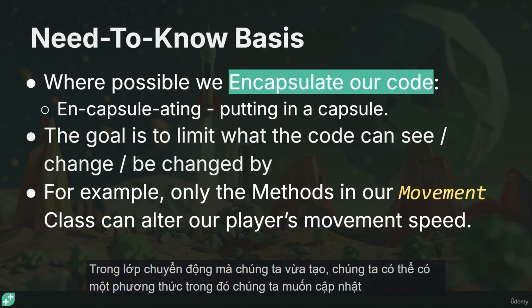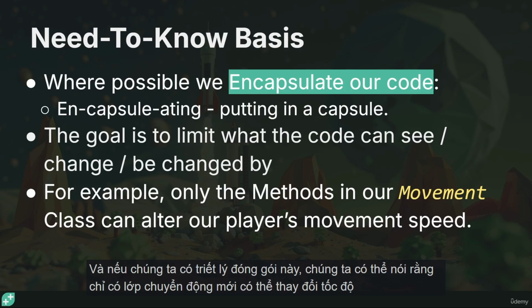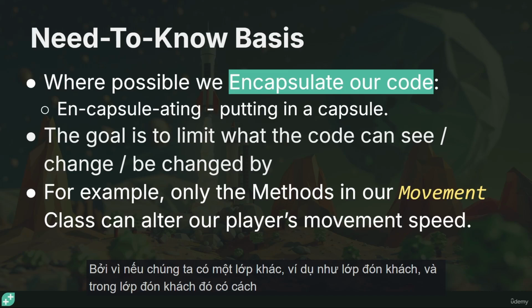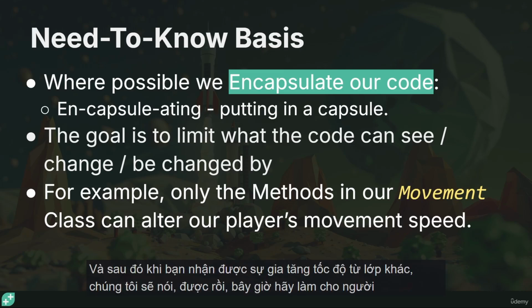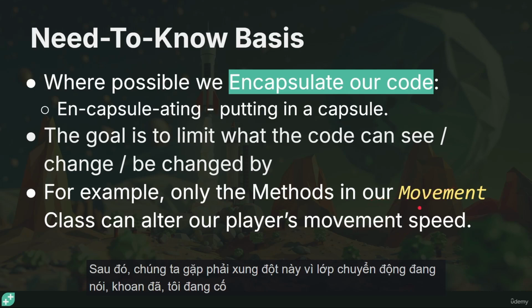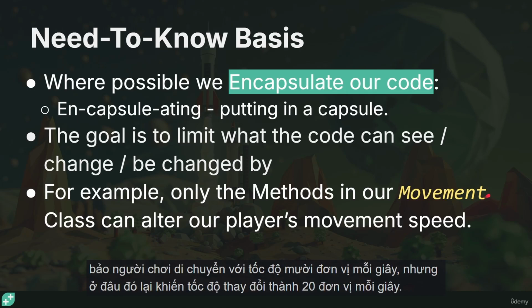So let's take an example. In our Movement class that we just created, we might have a method in there where we say we want to update the player's speed. And if we have this philosophy of encapsulation, we say that only the Movement class can alter the player's movement speed. Because if we had another class, for example, Pickups, and in that Pickup class, there was a way of having a speed boost. And then when you picked up that speed boost from within that other class, we're saying, okay, now make the player move quicker. Then we have this conflict because the Movement class is saying, wait, I'm trying to tell the player to move at 10 units per second, but somewhere else is making it change to 20 units per second.